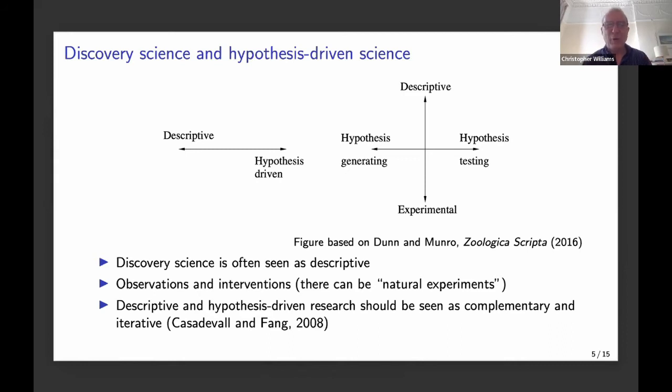So if we think about the causal literature and we distinguish between observations and interventions, then often in experiments what we're doing is trying to intervene on the system in certain ways. But of course, there can actually be natural experiments that arise. So one may not actually have to do experimental manipulations of a system in order to do experiments. We may be fortunate that those arise for us. And I think this idea also that descriptive and hypothesis-driven research should be seen as complementary and iterative, rather than as distinctive things, is sensible.